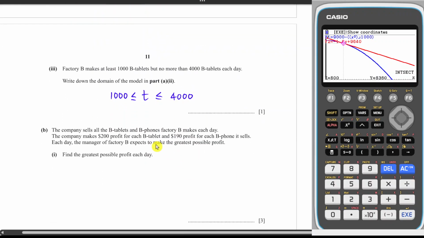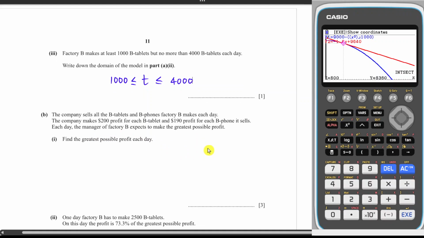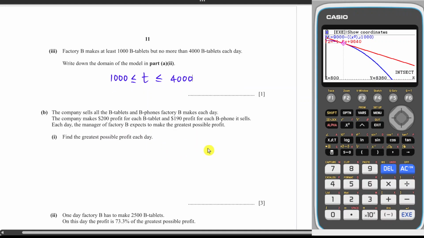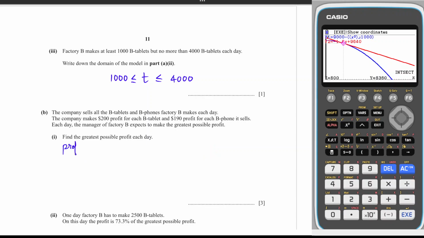Next, the company sells all the B tablets and B phones factory B makes each day. The company makes $200 profit for each B tablet and $190 profit for each B phone it sells. Each day the manager of the factory B expects to make the greatest possible profit. So let us see what is the profit first of all. So profit will be 200 for each tablet, so 200 T, plus 190 for each phone.